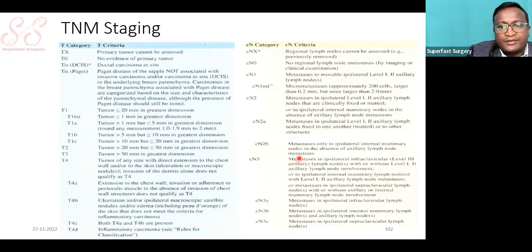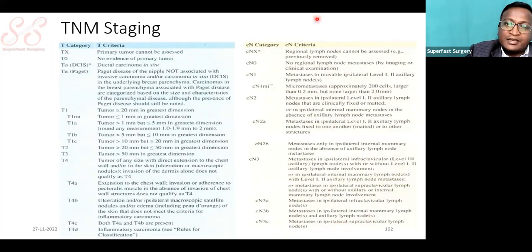N1, N2, N3. N1 is ipsilateral mobile axillary lymph node. N2 is N2A, N2B. N2A is ipsilateral matted node. N2B is when we have ipsilateral internal mammary nodes only. N3 is further divided into N3A, N3B, N3C. N3A is when the apical group of lymph nodes is involved, that is level 3, the infraclavicular lymph node, that is Halsted lymph node. N3B is when we have internal mammary lymph node plus axillary lymph node. N3C is when we have supraclavicular lymph node.